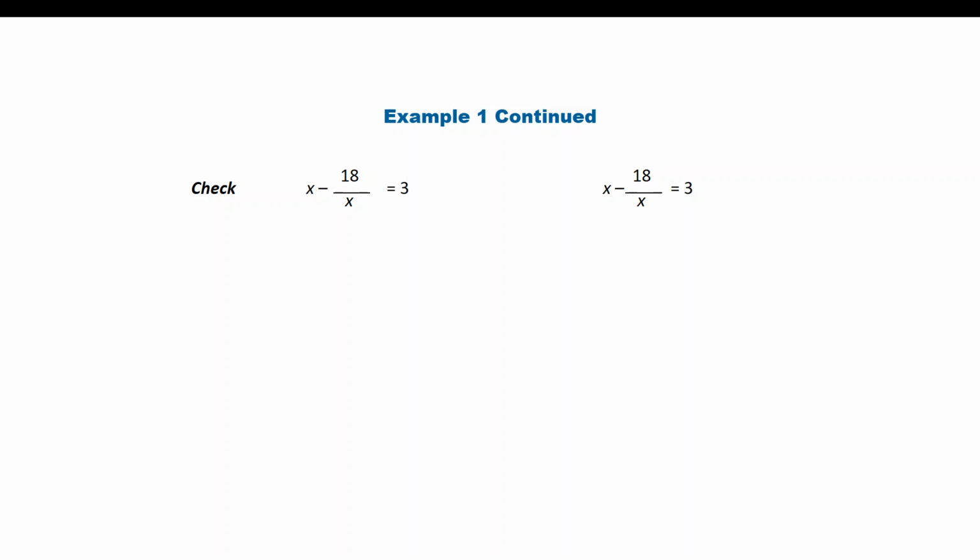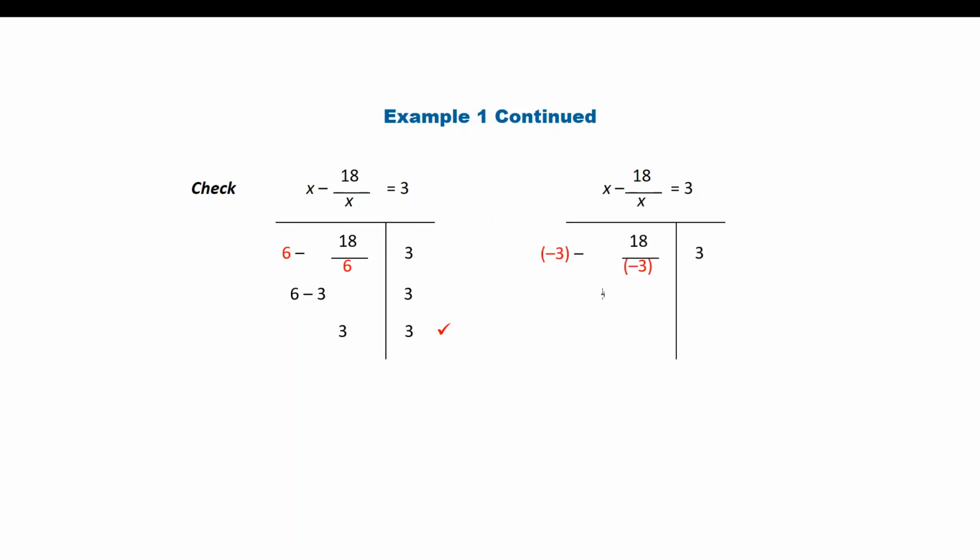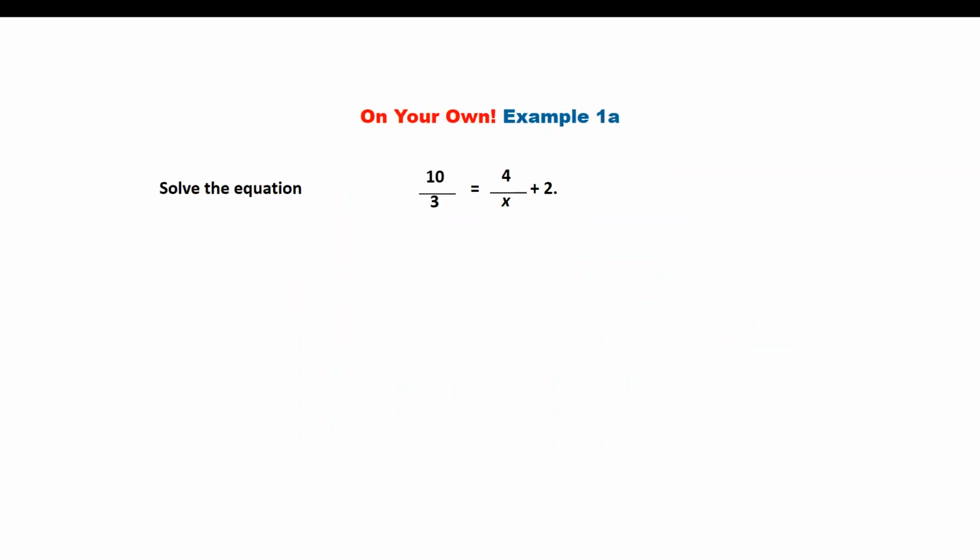The great thing about math is we can always check to find out if we did the problem correctly. All we have to do is substitute in. First, we can substitute 6 in, and we see that when we do, we get 3 equals 3, so we know that that one is correct. We can also substitute in negative 3, and when we do that, we also get 3 equals 3, so we did the problem correctly. Now turn your video off and try this one on your own.